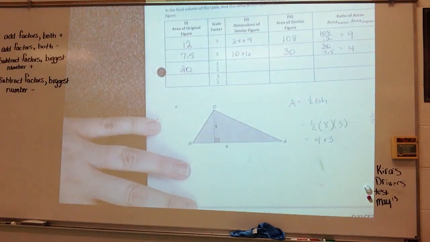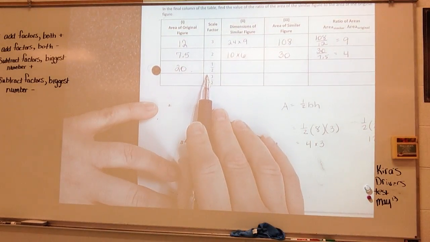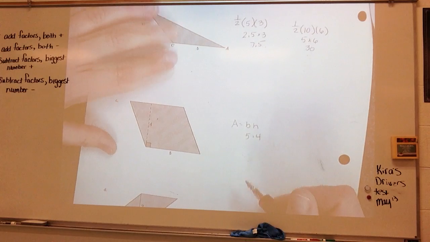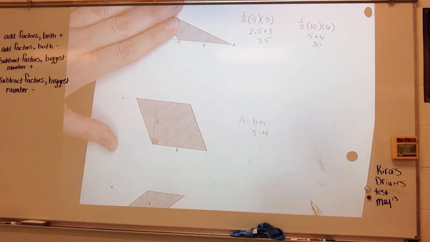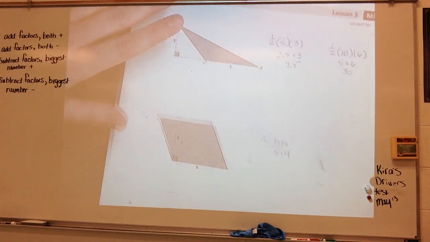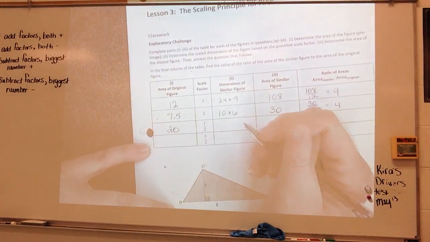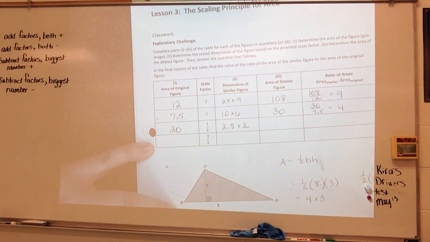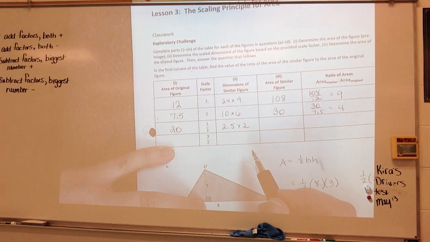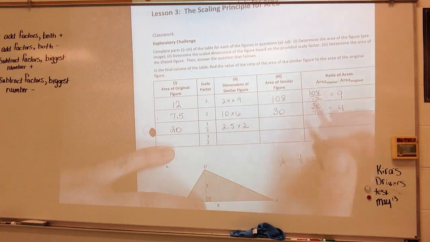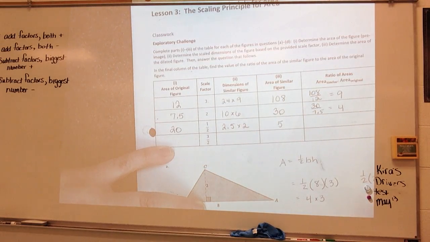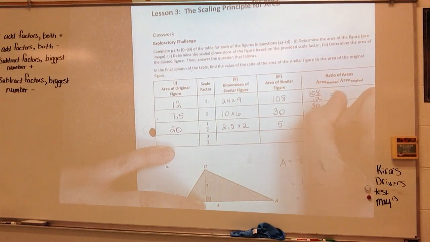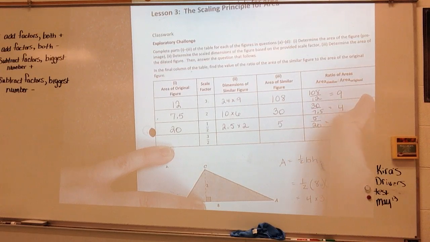Alright, now we want to scale this down by 1/2. Alright, which means I'm going to divide each of these in half. So now it's going to be 2.5 by 2. Alright, and then to find the area of this parallelogram, base times height, so 2.5 times 2 is 5. Alright, so then I've got the ratio of 5 over the original, and that reduces to 1/4.